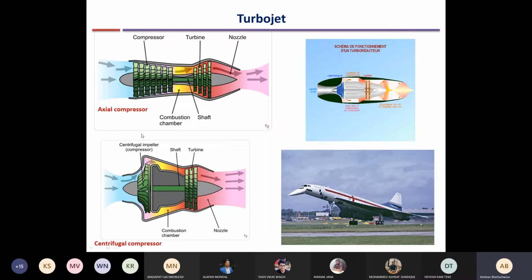Unless, say, we are going for experimental aircraft in future, like scramjet or ramjet, where the velocity will be too high to use a convergent nozzle. So this is in short how a jet engine, a turbojet engine, looks like or works.